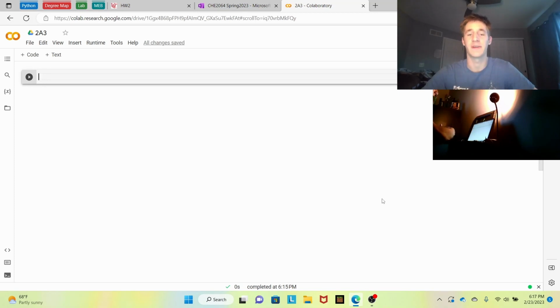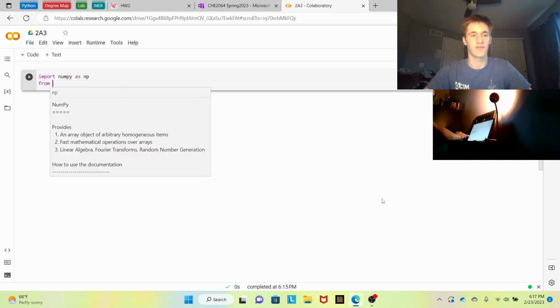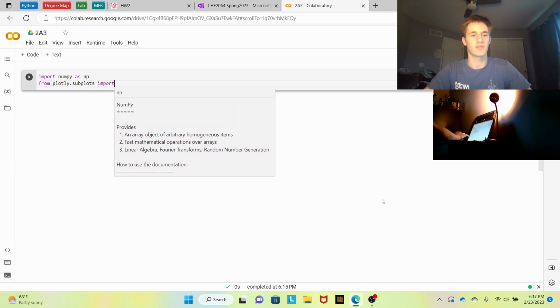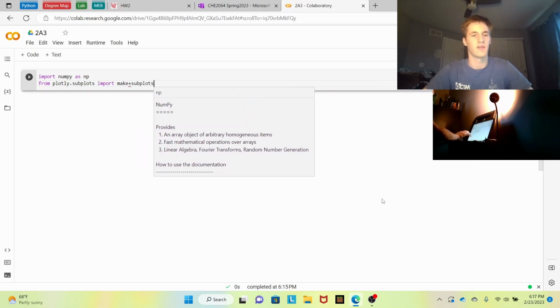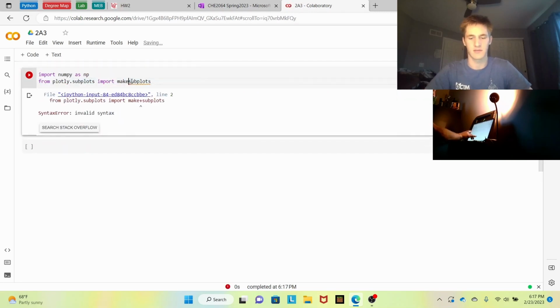Now I will be generating pressure diagrams using the van der Waals equation of state. All right, so the first thing we want to do is import NumPy, and then from plotly.subplots, we will import make_subplots. Oh, that should be an underscore, not a plus. All right.